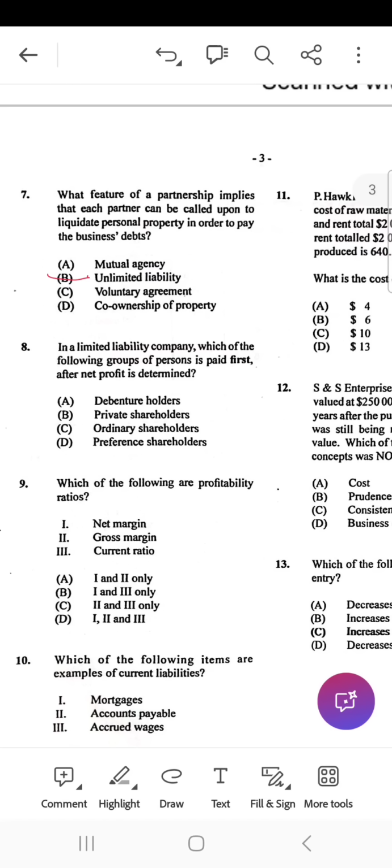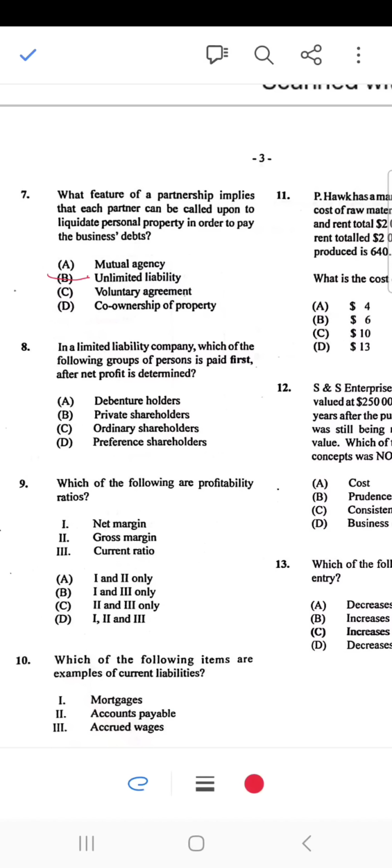In a limited liability company, which of the following groups of persons is paid first after net profit is determined? So, the name preference should be a hint to you. The preference shareholders are paid first before ordinary shareholders. However, debenture holders are holders of debt, and a company must repay their debt first before paying any shareholders. So although you may think to put preference shareholders as the answer because they are definitely paid before ordinary shareholders, debenture holders are given the first priority.